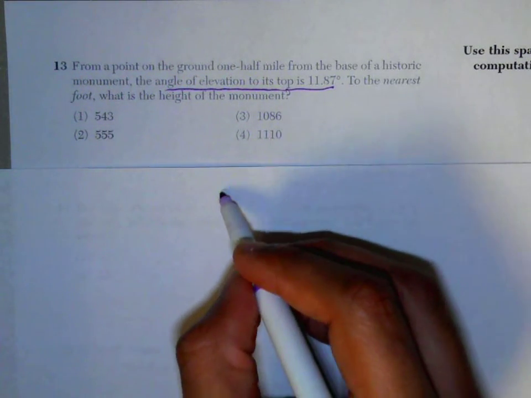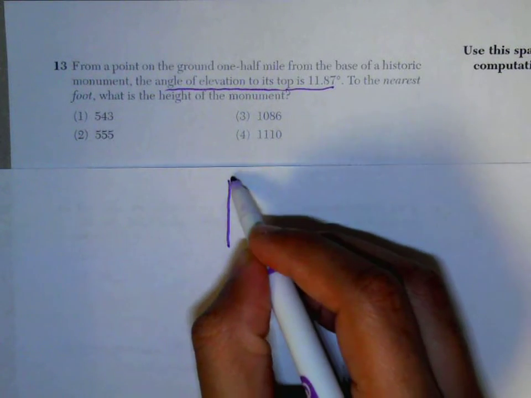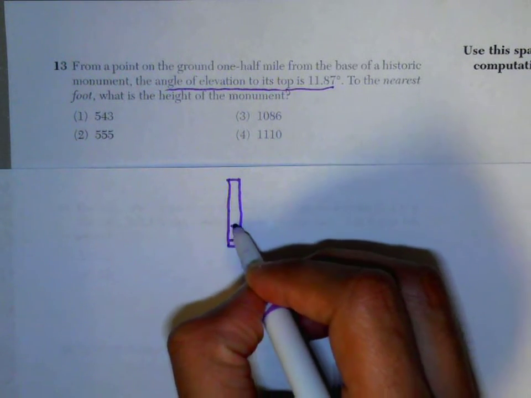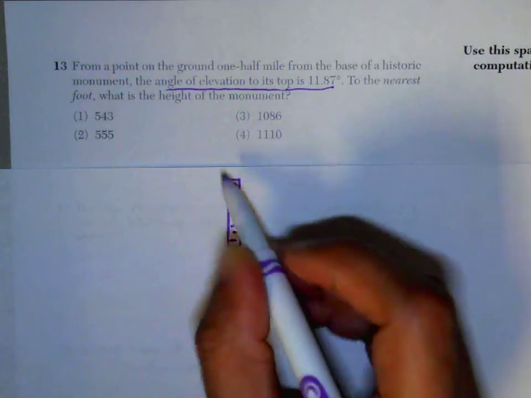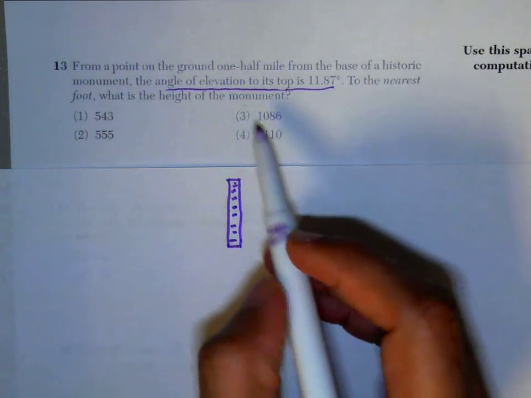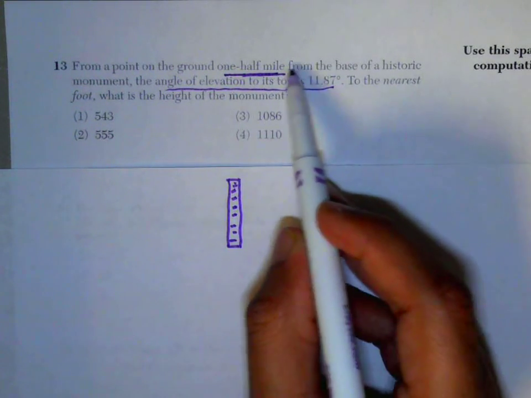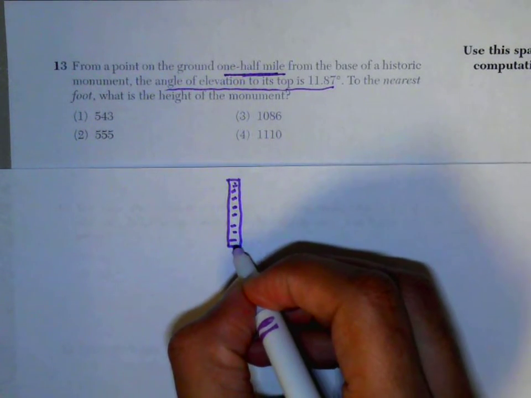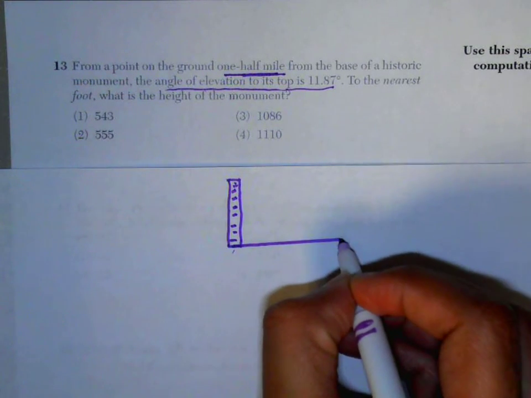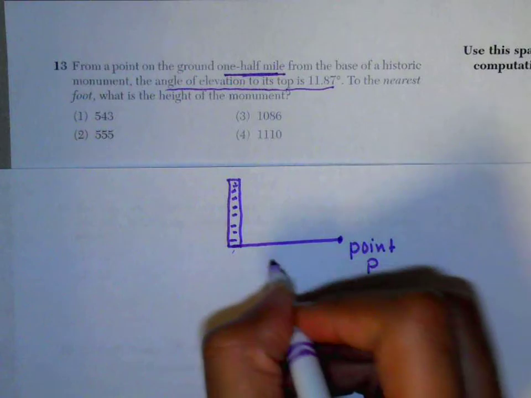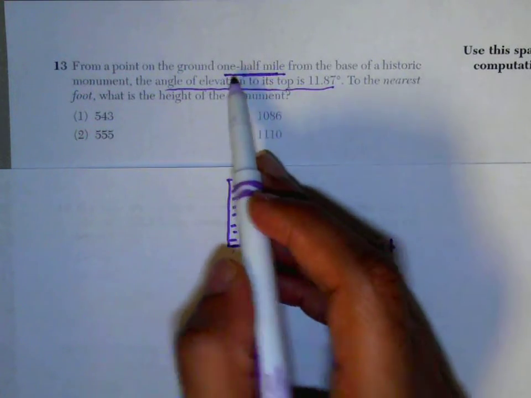So I'm going to start by drawing the monument. Let's say it looks like this. And it says from a point on the ground a half a mile from the base. This is the base of the monument. So half a mile away, here's the point P. This distance is half a mile, 0.5.